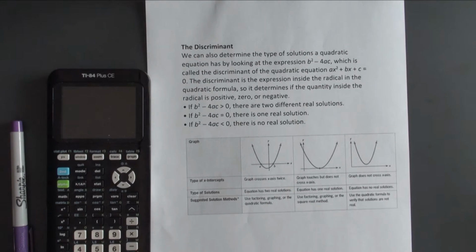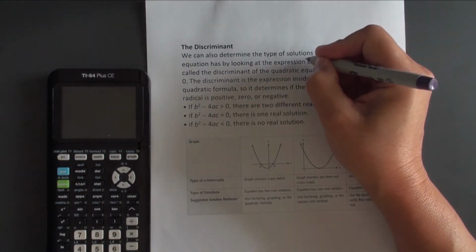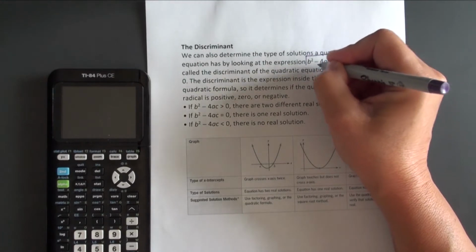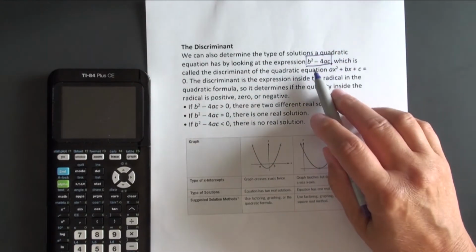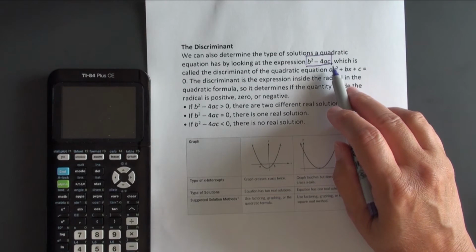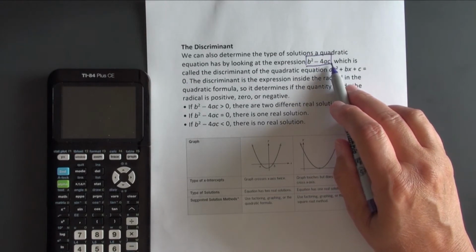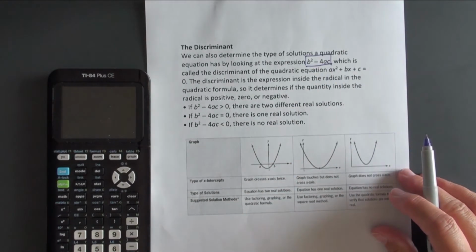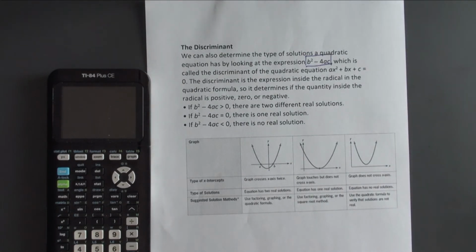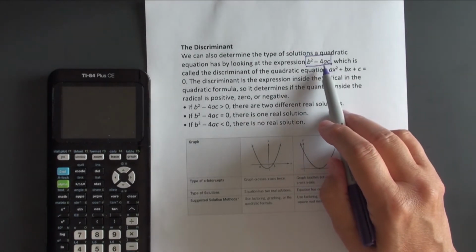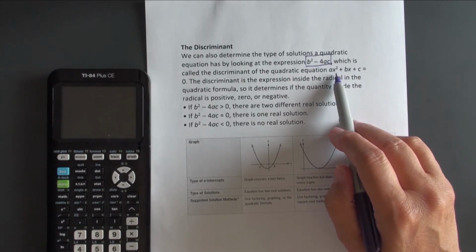This lesson is on the discriminant, and I'll just read along with you. We can also determine the type of solutions a quadratic equation has by looking at the expression b squared minus 4ac. Now you'll recall that b squared minus 4ac is the part that's underneath the radical in the quadratic formula. This is called the discriminant of the quadratic equation.